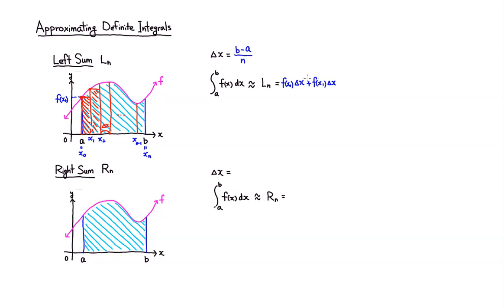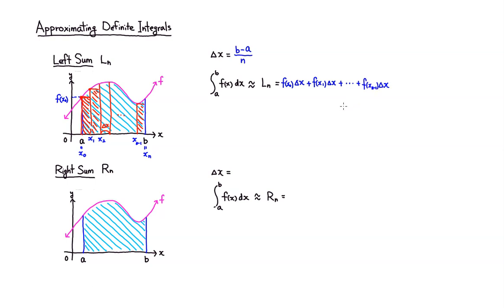And as you can see, you can just keep on doing that. So I'm going to keep doing that until the last piece is going to be this rectangle right here. So this is the very last piece. So the base of that is, as always, delta x. Height of that is you plug in x n minus 1, so you have f of x n minus 1.